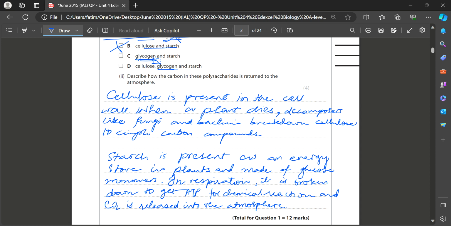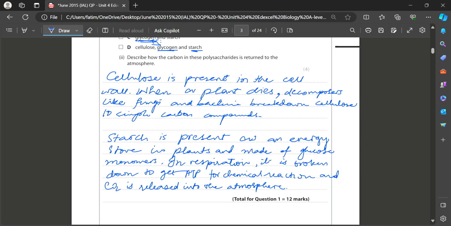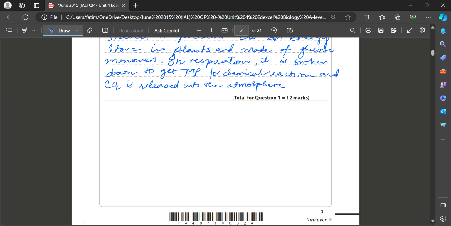If we wanted to talk about something else, we can talk about hydrolysis of glycosidic bonds in starch. There are also glycosidic bonds in cellulose. And we can also talk about which enzyme is going to be involved, so carbohydrase. And then it releases CO2 into the atmosphere. That works as well. It just really depends on what you're looking for. And that's it. We got 12 marks in this question.